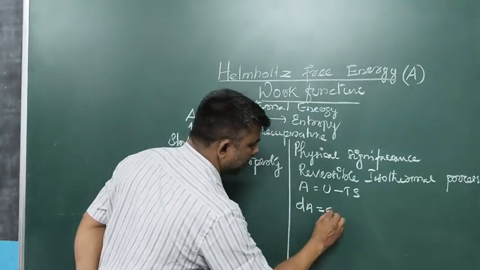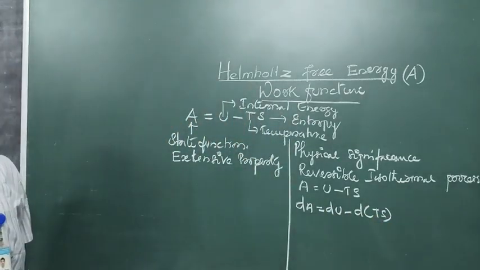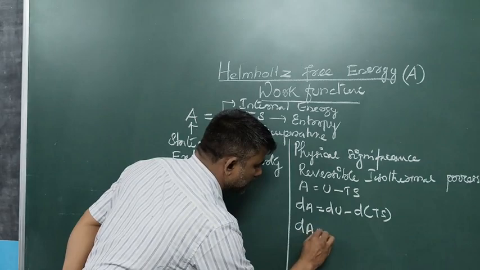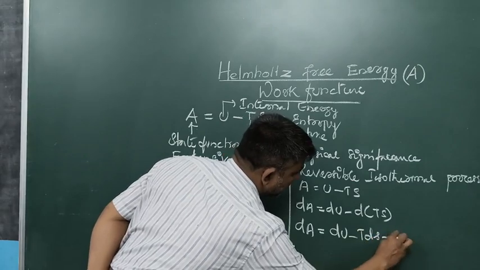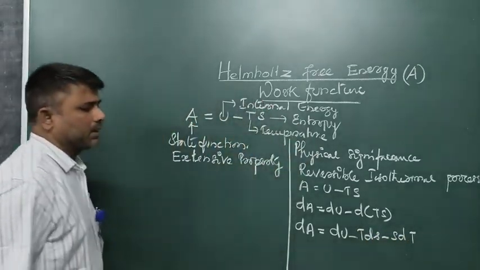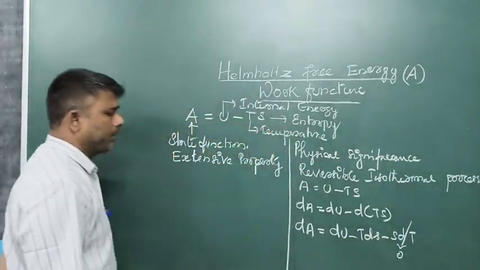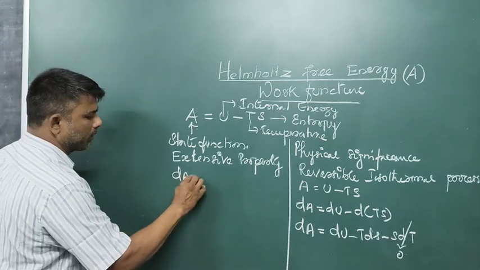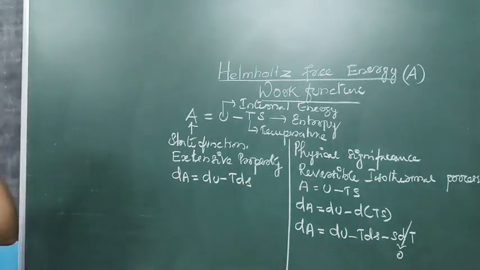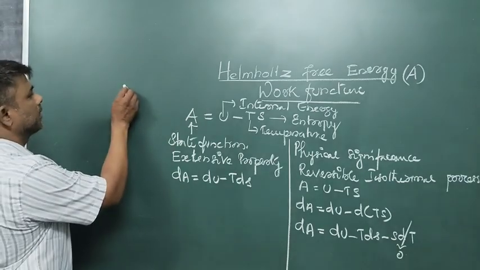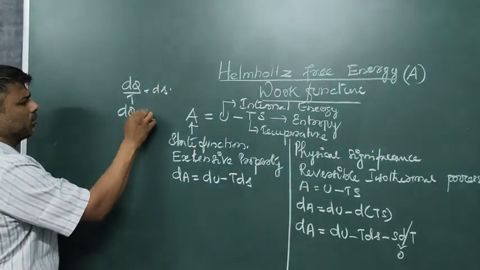On differentiation, dA is equal to dU minus the differentiation of the product of temperature and entropy, that is dU minus T dS minus S dT. We are considering this process is isothermal, hence the S dT term gets cancelled. So finally, the change in work function dA is equal to dU minus T dS. From the second law of thermodynamics, dQ by T is equal to the change in entropy, so dQ is equal to T dS.